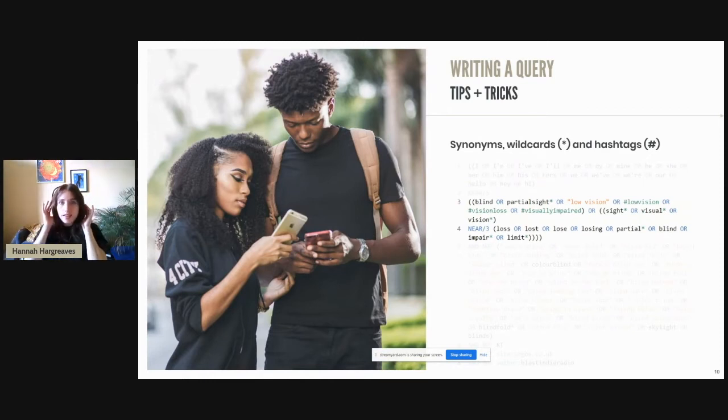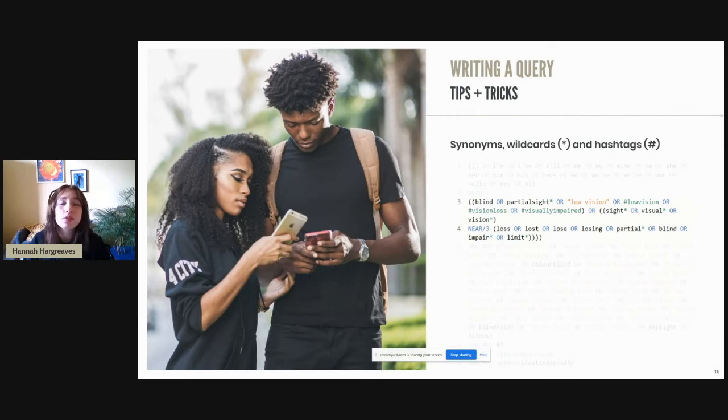Next up, synonyms. You'll see that this query uses multiple different terms for the same thing: blindness, partial sight, visually impaired, low vision, all different ways of talking about the same thing. And like I said, it's really important to make sure that your list of keywords and phrases is as exhaustive as possible, so that you're not missing out on key parts of the social conversation that might be relevant. So it's worth spending some time to get this list right.